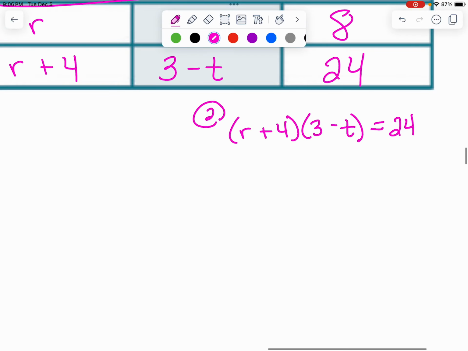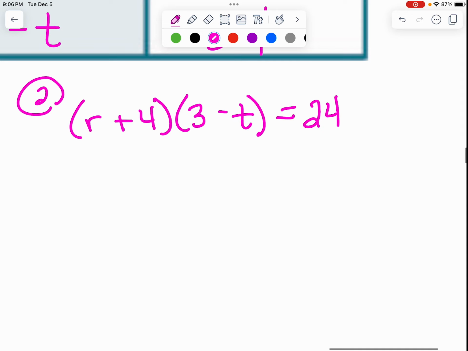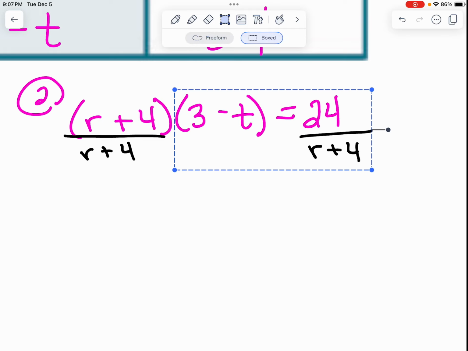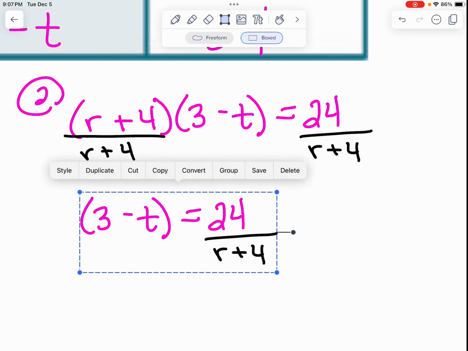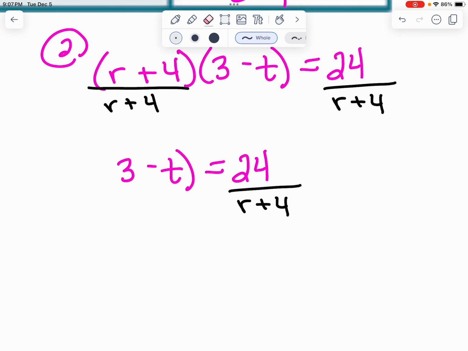Are you ready for this? Divide by R plus 4. No, divide by R plus 4. Okay, and then I'm just going to do this. The parentheses are completely null and void now.